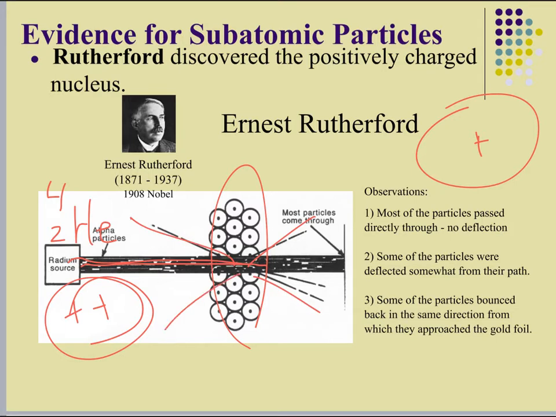Why would there be deflection if there was just a sea of electrons in the middle? There must have been something positive in the middle. So this deflection from their path is actually what led him to conclude that there must be a positive center in the atom.